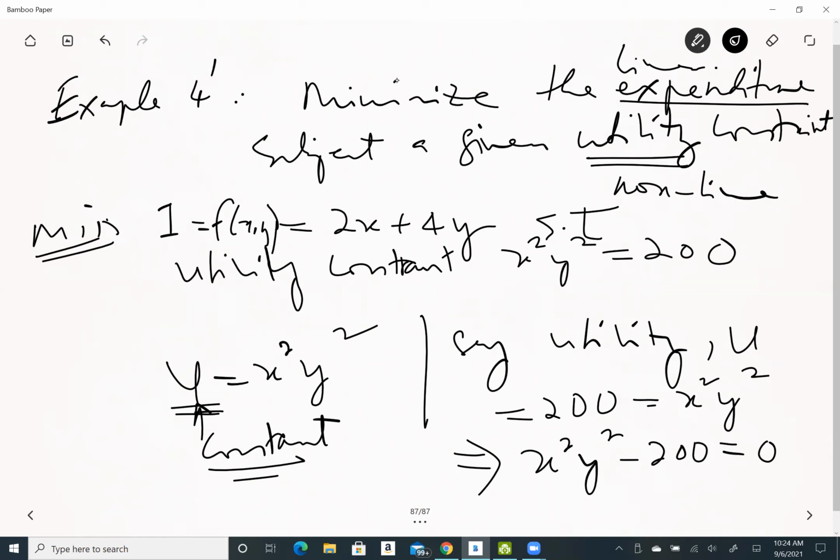I want you to write down the Lagrangian function for this problem. Do it now. I'll give you 1 minute because I already put down everything. You just need to put in the functions and get the Lagrangian multiplier function.